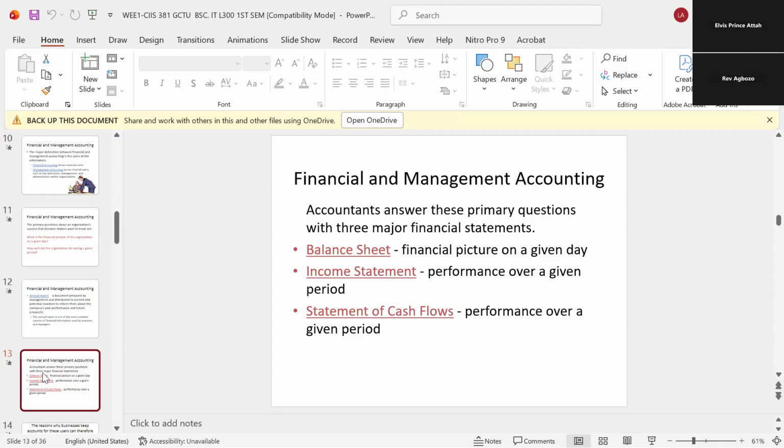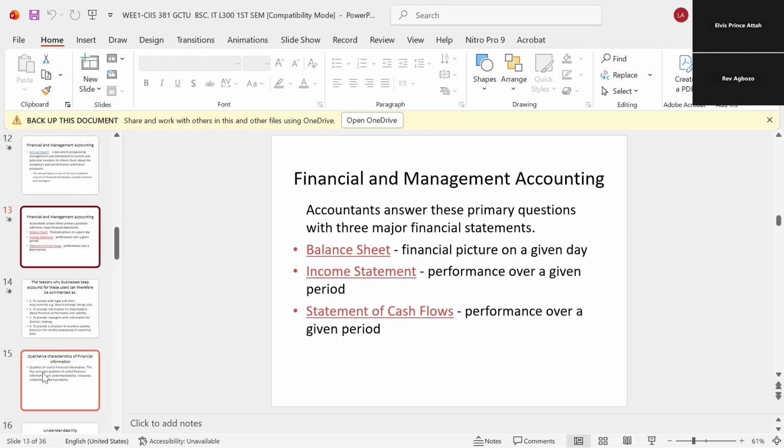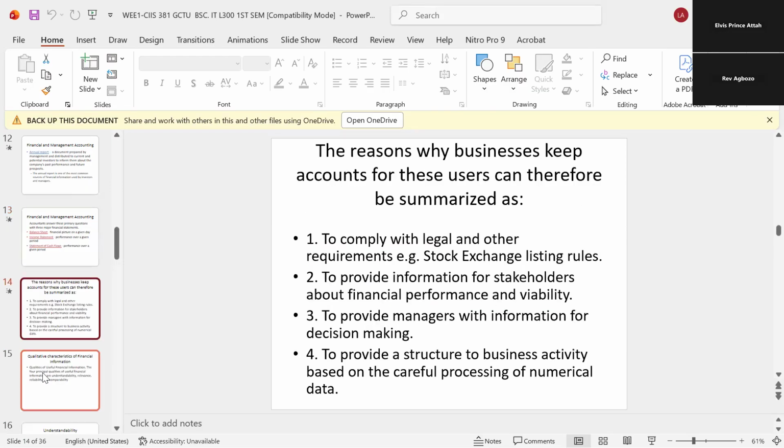It's also known as statement of financial position. The income statement, which is also known as statement of profit and loss, or statement of financial performance. Then the cash flow statement, and then you have notes to the accounts.